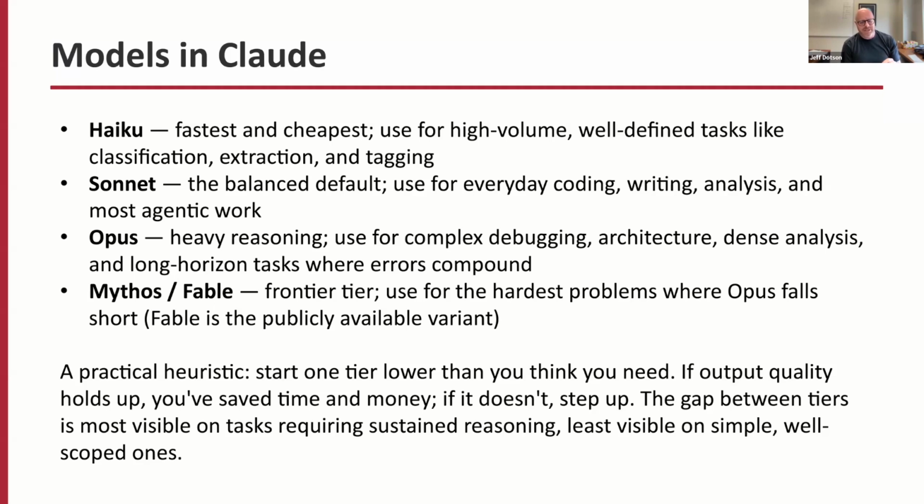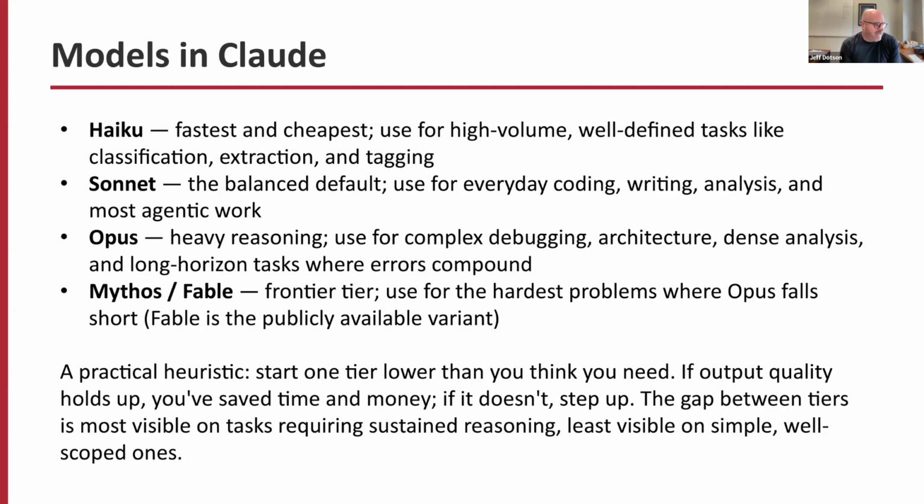And so I'd say the guiding heuristic is to start with a model that's maybe one tier lower than you think you need, and generate some output. If the quality holds up, well, then you can continue to work with that model. If it doesn't, then you need to increase the quality of the model. The gap between these tiers is going to be most visible on tasks that require sustained reasoning, and it's going to be the least visible on simple, well-scoped tasks.